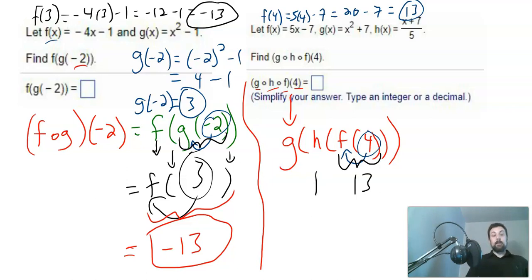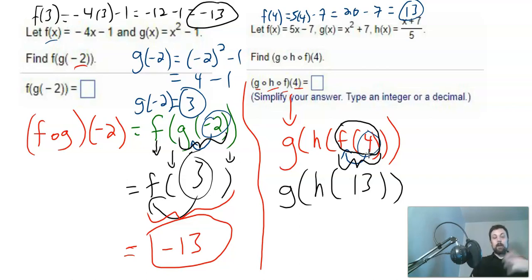Everything else copies down, so the h copies down, the g copies down, and the parentheses that are left copy down. So this is the thing that I replaced, right? A couple parentheses were taken out by this replacement, but we still have these parentheses. What's the next step?